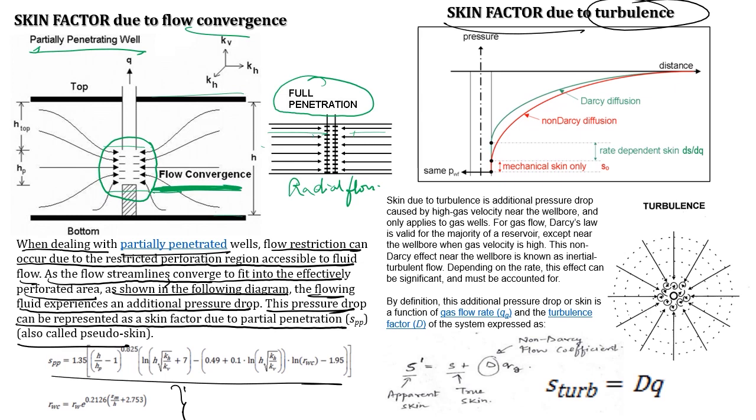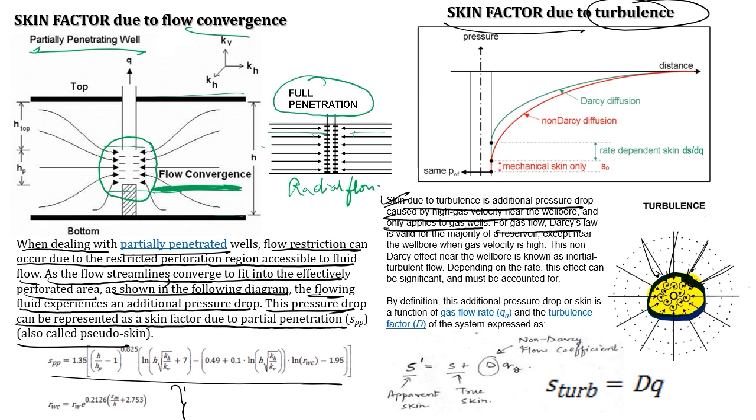Now let's discuss skin factor due to turbulence. Skin due to turbulence is additional pressure drop caused by the high gas velocity near the wellbore, and it is only applicable to gas wells. You can see that I am expecting radial flow in gas wells also, but near the wellbore there is disturbance, there is turbulence, because my gas is flowing at a high velocity near the wellbore region. So because of this turbulence, I will get an additional skin. Whenever I'm talking about a gas well, because of this additional disturbance, I will have to account for a skin.